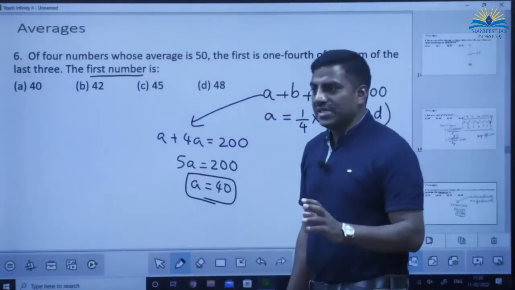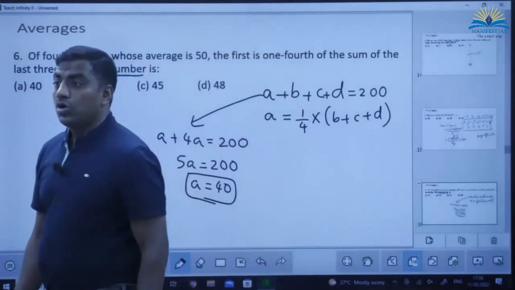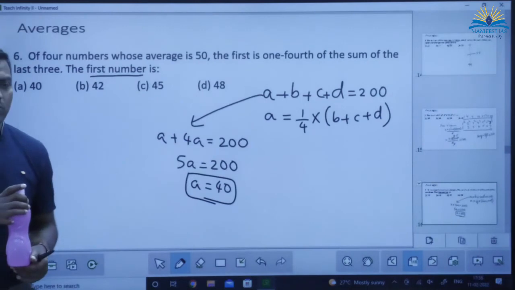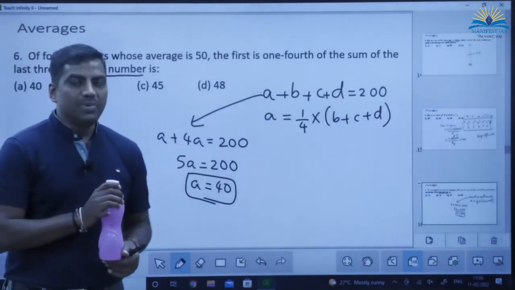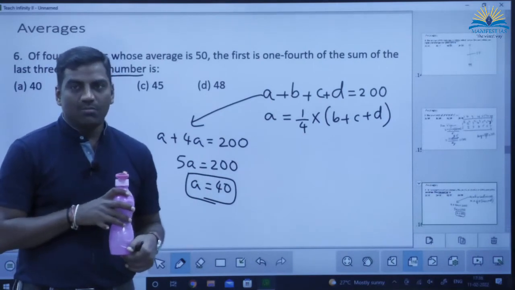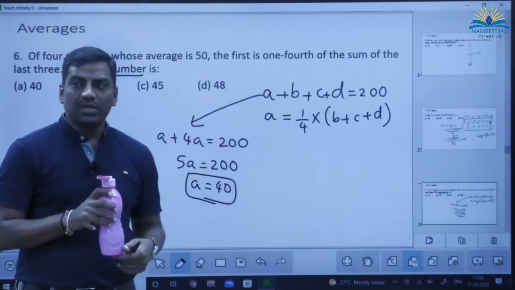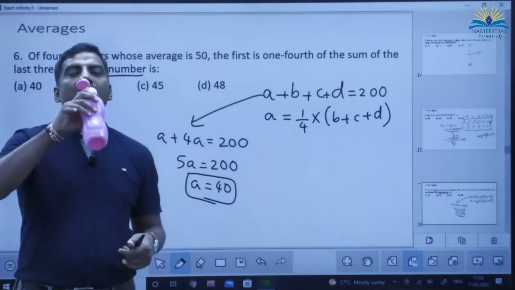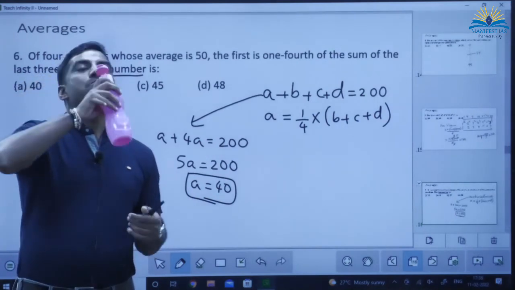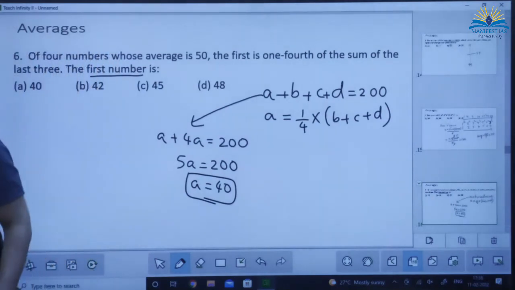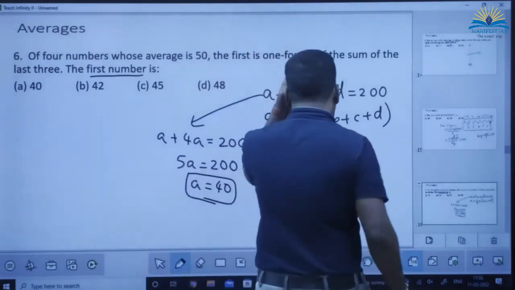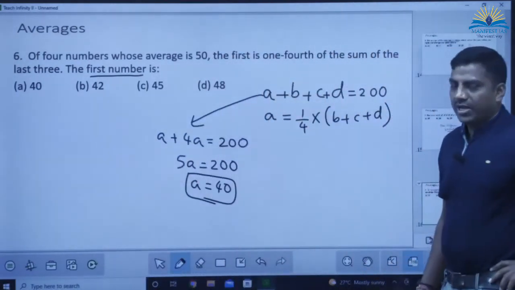For the values of B, C, D, we have to know the other 2 equations. So here the partial solution means what? We know only A. No B, no C, no D. Collectively, we know the value of B plus C plus D. But individually, we don't know the values of B, C, and D. Okay.